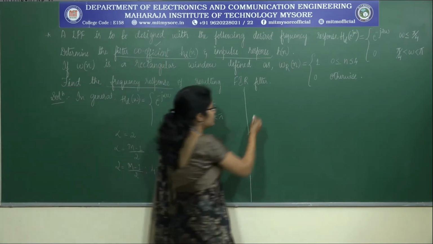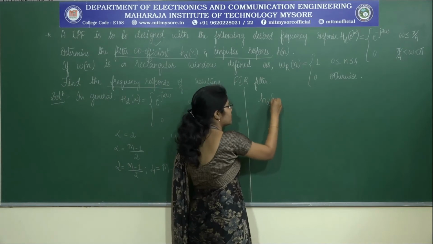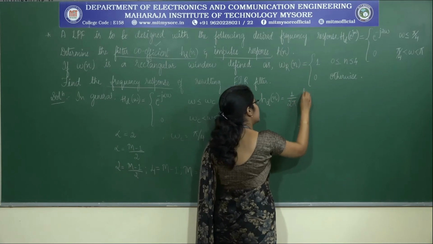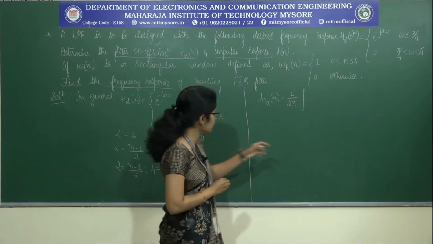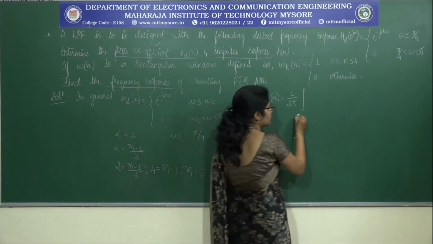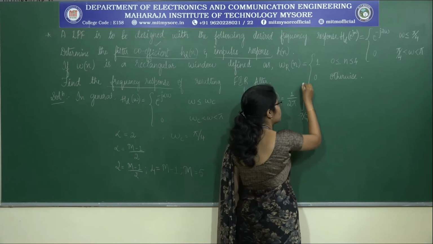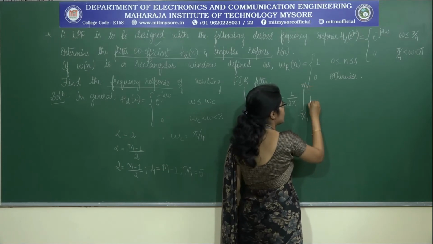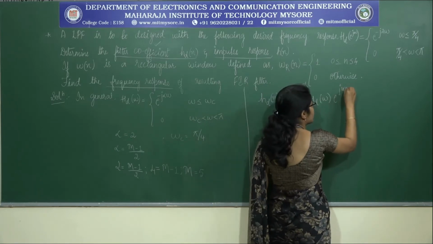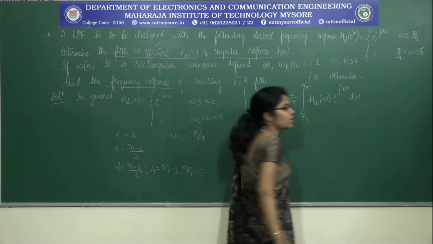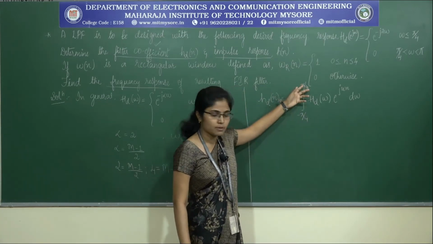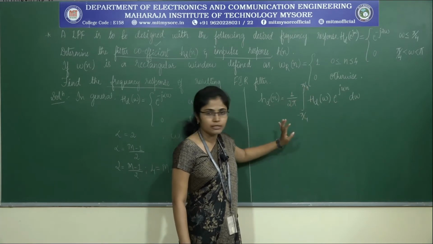So we all know the general equation for Hd of n is equal to 1 by 2 pi integral, I will substitute the limits. Here the range of omega c is pi by 4. So the limits will be minus pi by 4 to plus pi by 4 of Hd of omega into e power j omega n into d omega, or you can just write it as from minus omega c to plus omega c and you can substitute the limits later. So I have written the limits directly.